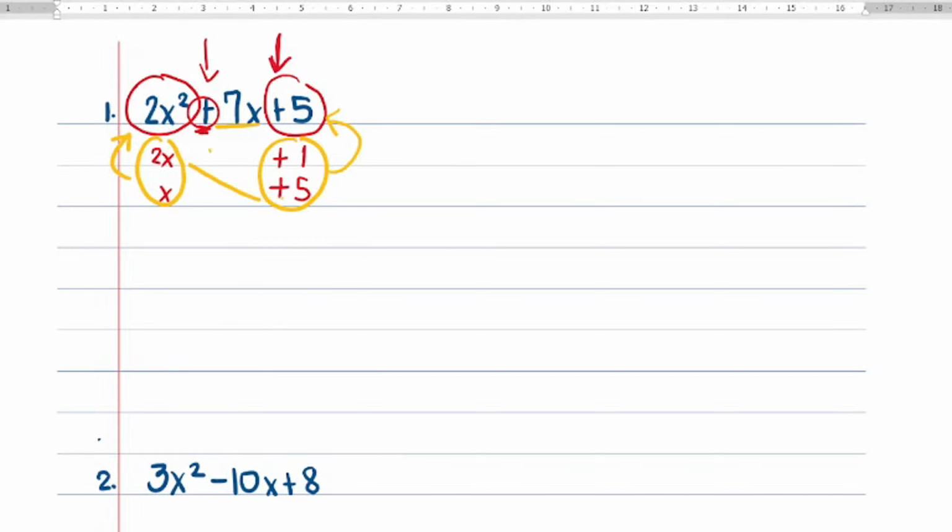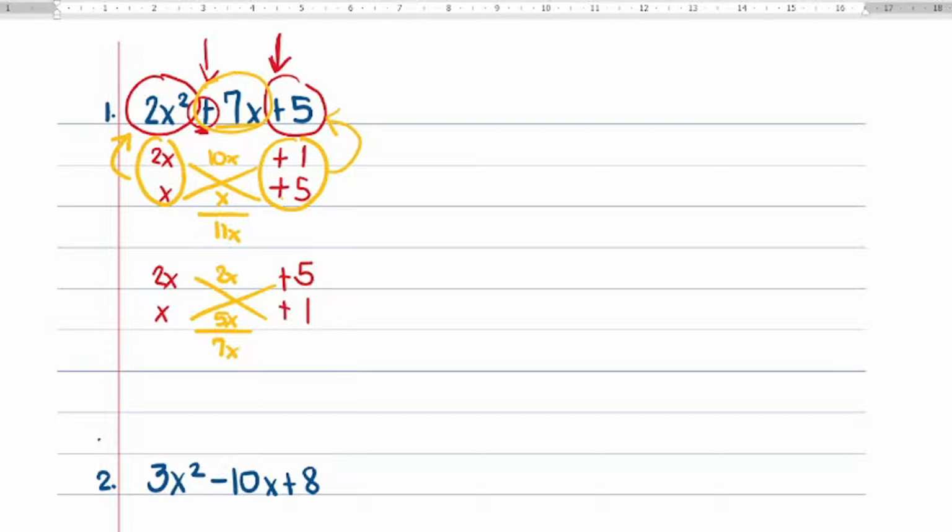So, that's 5 times 2x, that's 10x. Then, 1 times x is x. If we add it, it's 11x, which is not equal to our middle term. Meaning, we need to adjust or try again with the pairing of our factors. Let's go back to 2x and x. Then, both positive. So, instead of 1 first, we put 5 first, then 1 second. Now, let's recheck the middle term. So, 1 times 2x, that is 2x. And 5 times x, that is 5x. If we add them, it is 7x, which is equal to our middle term. So, meaning, these are the factors we were looking for.